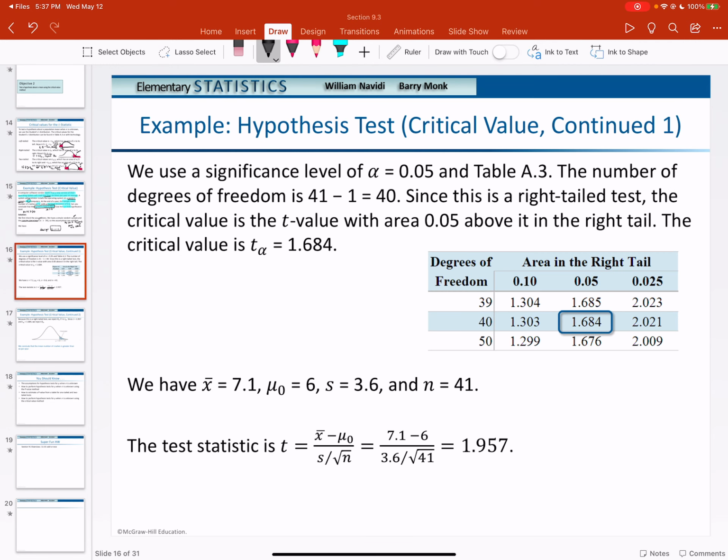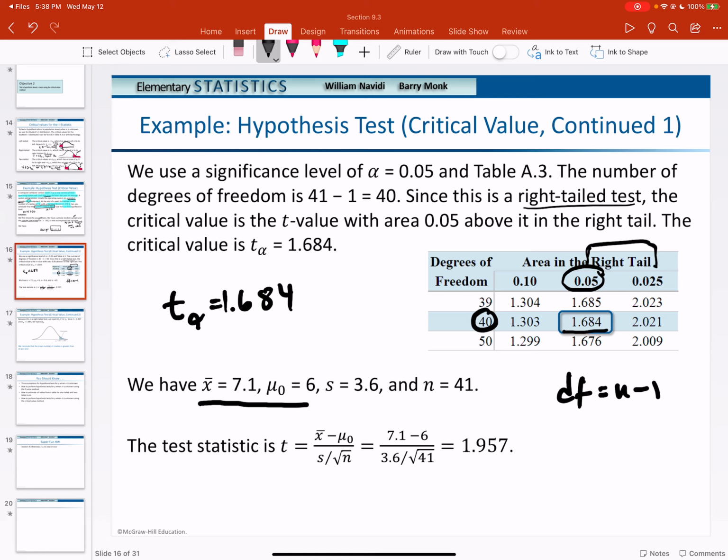So we use a significance level of alpha equal to 0.05, and then this table, A3. The degrees of freedom is 41 minus 1, which is 40. Remember, degrees of freedom is n minus 1. This is a right tail test because of the greater than. So the critical value is the t value with an area of 0.05 in the right tail. The critical value is 1.684. So t sub alpha is 1.684.